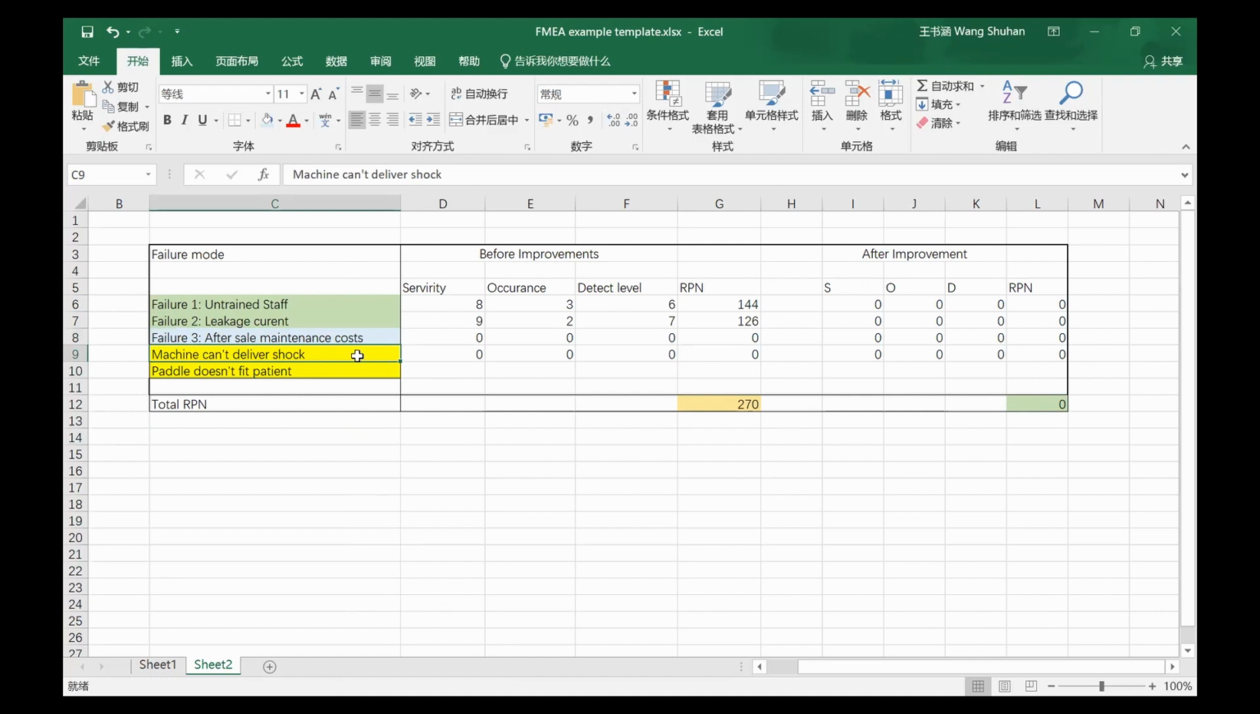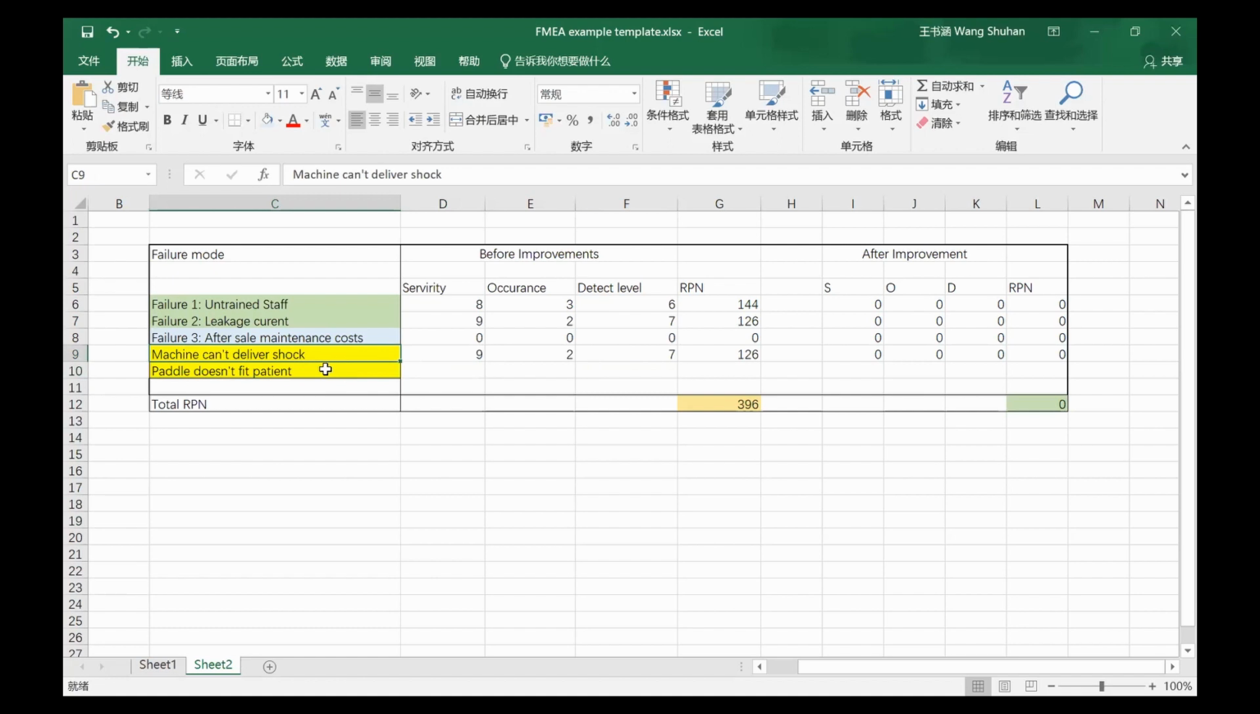That the first problem is the machine fails to deliver a shock. This is also, I would say, very similar to failure 2, in that they ultimately lead to an improper operation of this device. Yes, I see some feedback in the chat. It says severity 9, occurrence rate 2, and detect level 7. Okay, this is good.